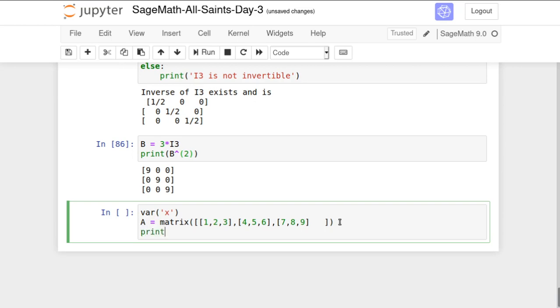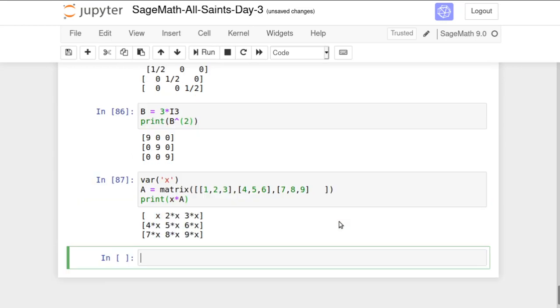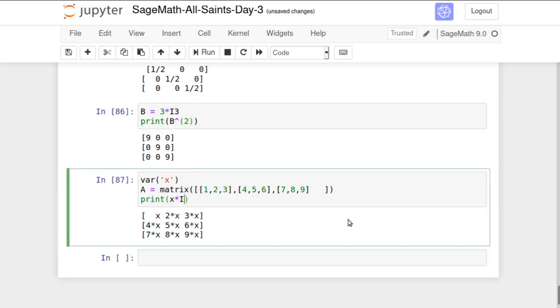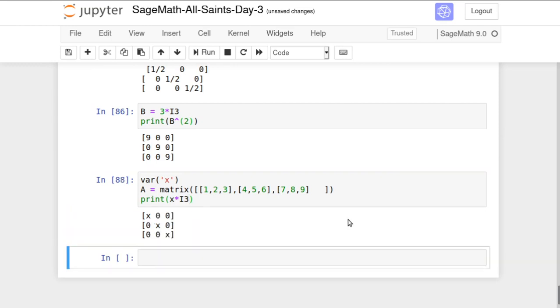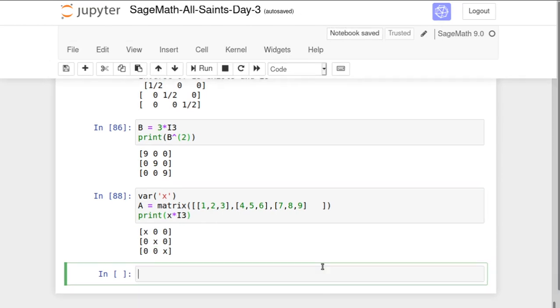Let us see if x star a works. Print x star a. Okay, that works. But we need x star i3, not x star a, i3. What is x star i3? X star I is just this. Now to find the characteristic polynomial, we need to take the determinant of a minus x star I.